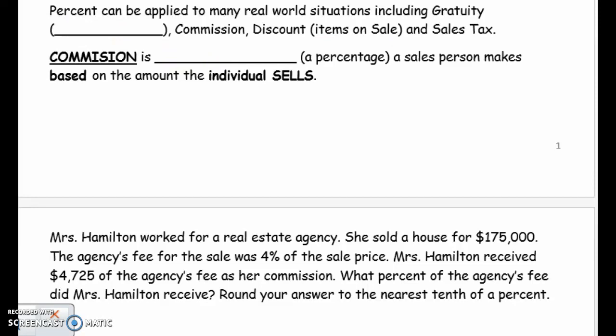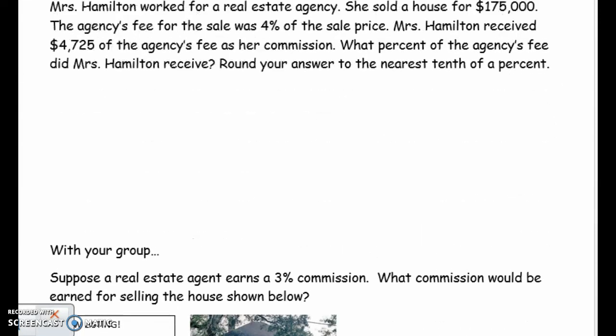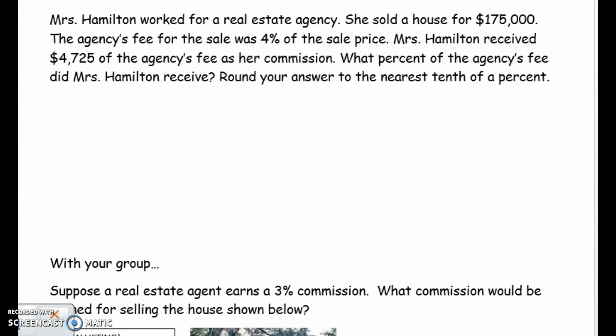And let's try some of these. Whoops, too far. Mrs. Hamilton worked for a real estate agency. She sold a house for $175,000. The agency's fee for the sale was 4% of the sale price. Okay, so that's their fee.